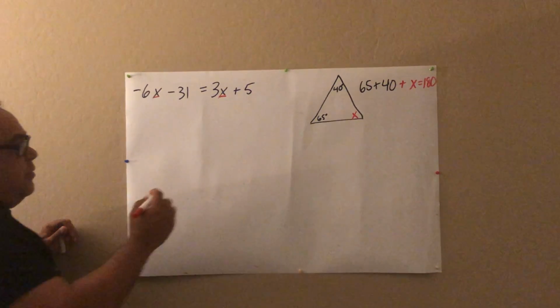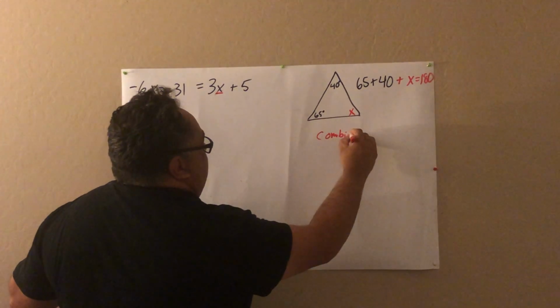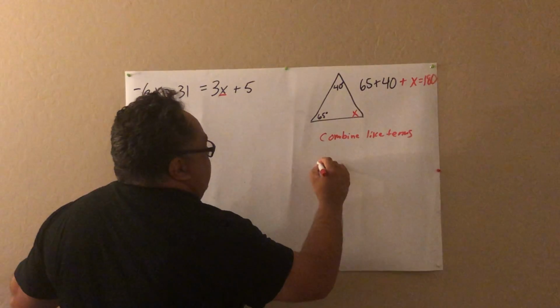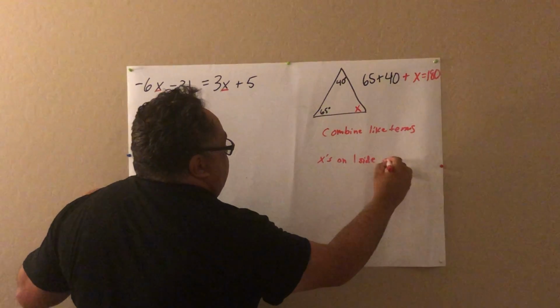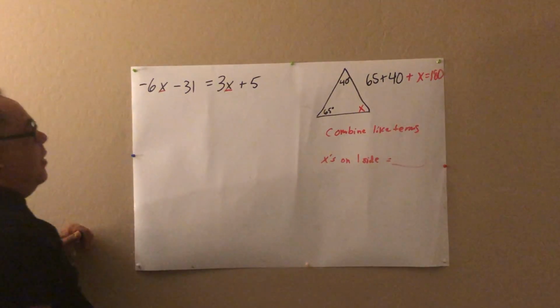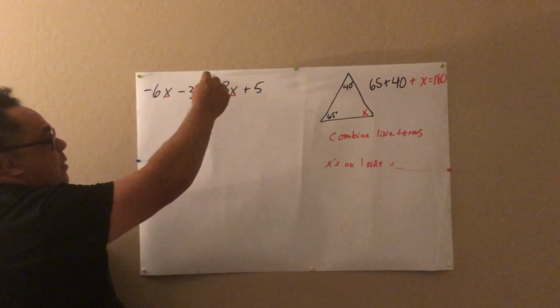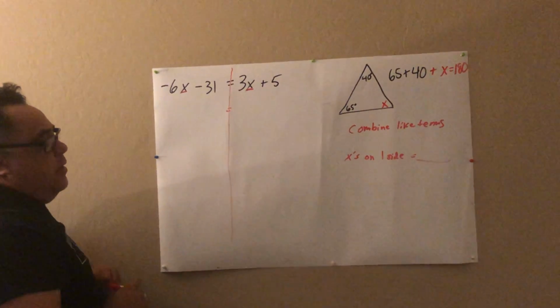And the way that we solve these equations, the first thing that I want to do is combine like terms. All combine like terms means is I want my x's on one side and everything else on the other side. I can say I want my x's on the left side of the equal or the right side of the equal. What I like to do is draw a line down and keep my equal sign there every single time.